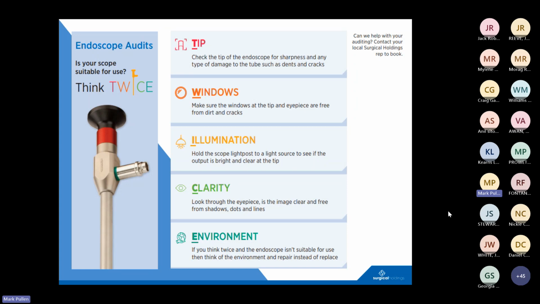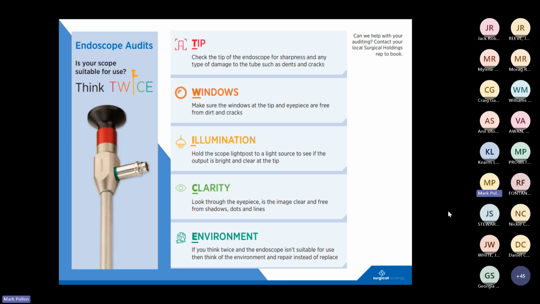Illumination: hold the scope up to the light post and make sure you've got a bright, clear light all the way to the tip. Clarity: again, most importantly, look through the eyepiece. Is the image clear, free from shadows, dots, lines, cracks, everything like that? And finally, environment. If you think twice and the endoscope isn't suitable for use, then please think of the environment and choose to repair over replace.